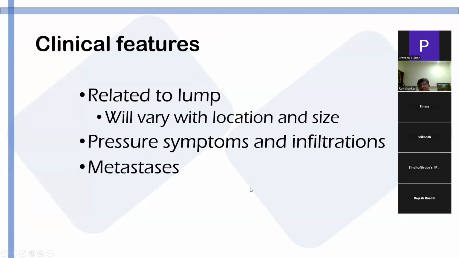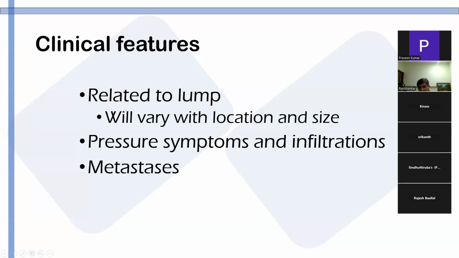Clinical features will relate to these three major phenomena associated with the tumor: the lump, pressure symptoms, and metastasis. Can you name one or two symptoms for each of those? Let us look at the clinical features of a sarcoma in the thigh, because I'm making it more specific. I've talked about pressure symptoms as a separate one. So what is the first one, related to the lump itself?